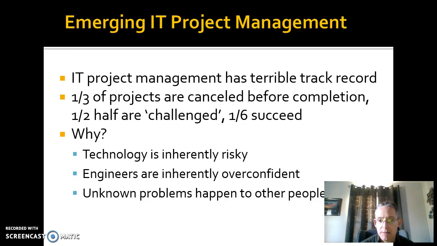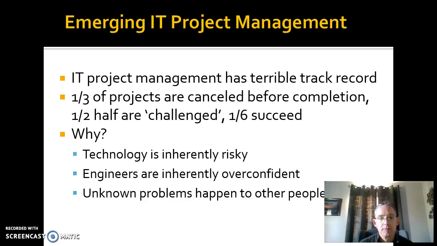So IT project management, it's important when we talk about project management, and why we have this class is because IT projects have a terrible track record. A third of projects are canceled before completion, half are challenged, meaning they're not meeting the numbers that they need to, and only a sixth of them actually succeed.